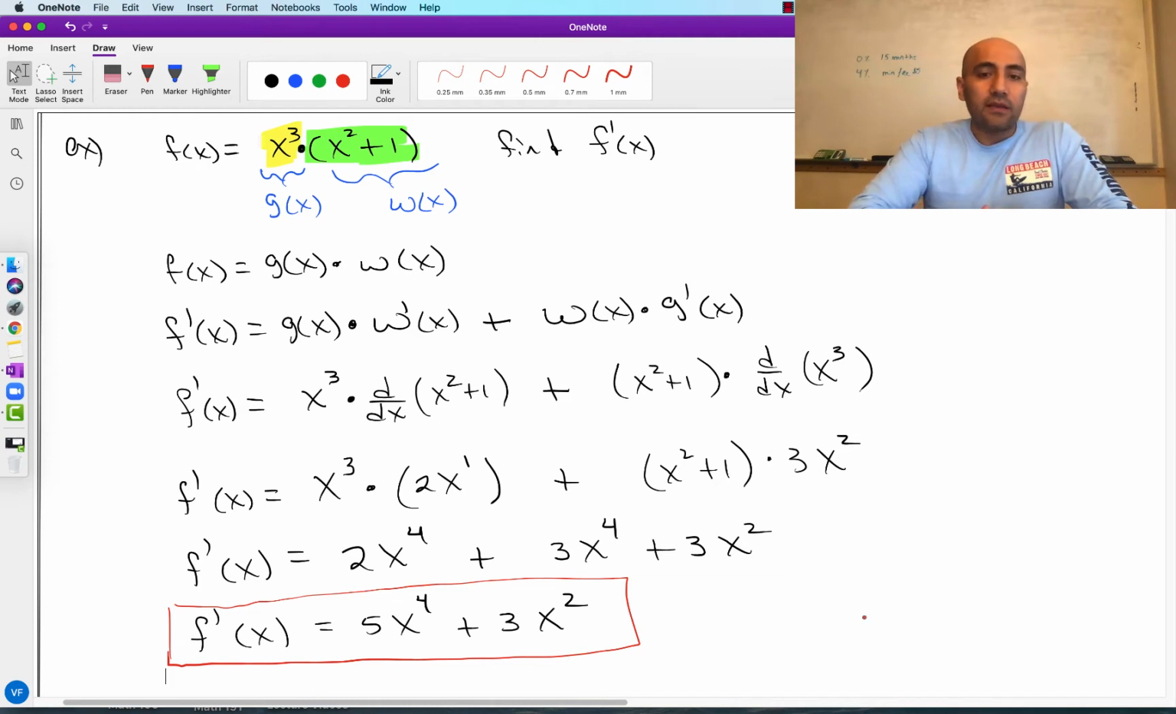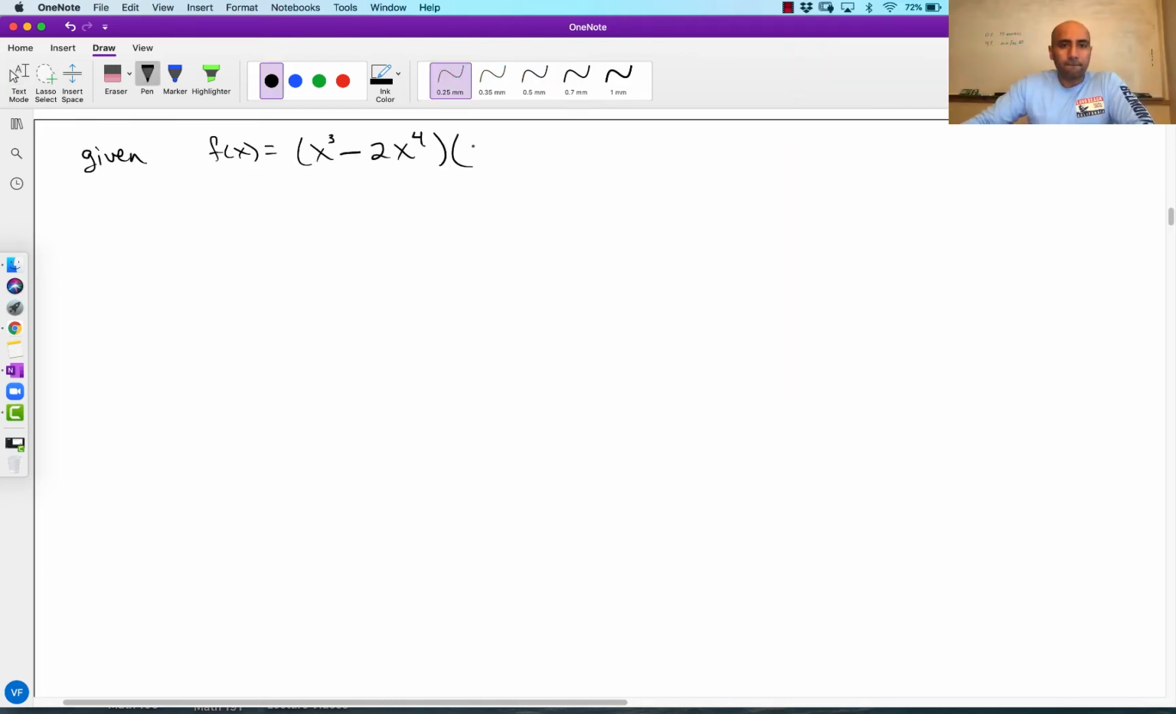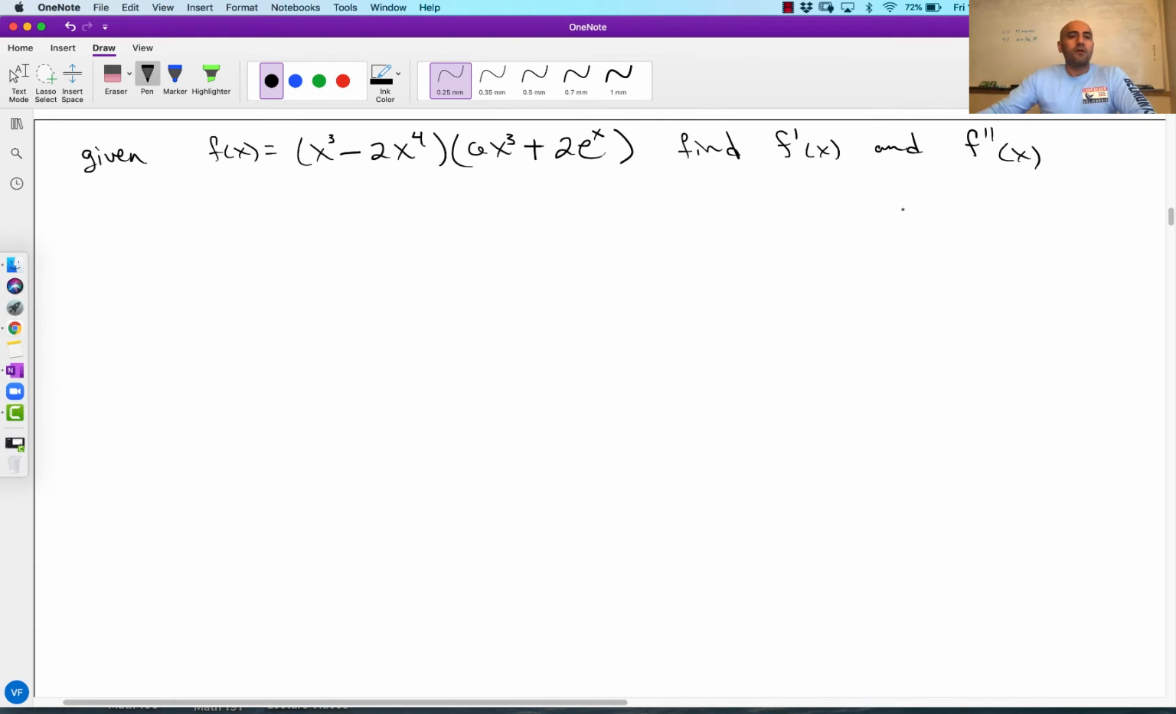At this point, the advantage of using this product rule is still not very apparent. You know, we got the same answer doing it both ways, so who cares? But now let's do a more complicated one where the advantage starts to make a little bit more sense. Given this function, f of x equals x to the 3rd minus 2x to the 4th times 6x to the 3rd plus 2e to the x power, find the first derivative and find the second derivative.